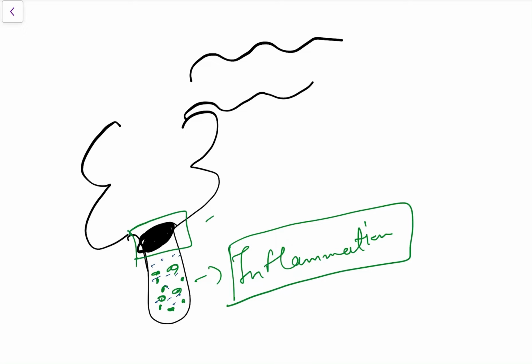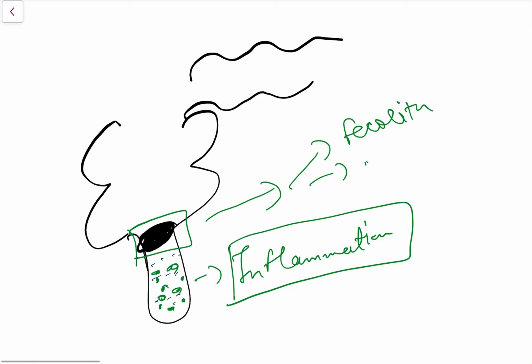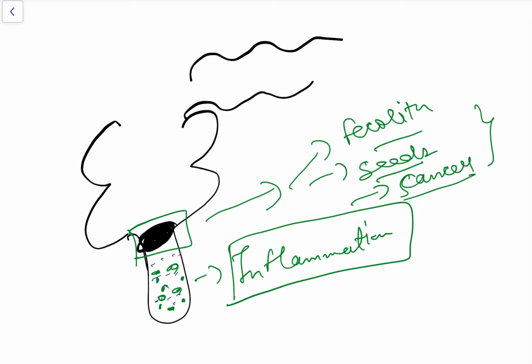So why does obstruction occur? There are many reasons, but the most common cause is a fecolith, right? If there is a fecolith, or if there are seeds of various food, then it can be a cancerous growth also. It can be cancer. Okay, so any kind of growth can cause this.